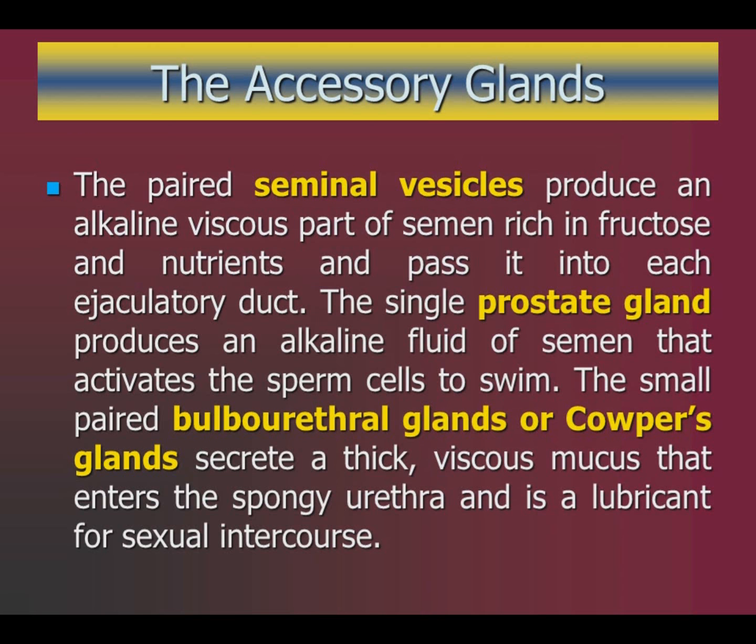The prostate gland is a single, donut-shaped gland about the size and shape of a chestnut. It surrounds the superior portion of the urethra, the prostatic urethra, just below the bladder. It also secretes an alkaline fluid that makes up about 13% to 33% of semen. Its fluid plays a role in activating the sperm cells to swim. The fluid enters the prostatic urethra through several small ducts.